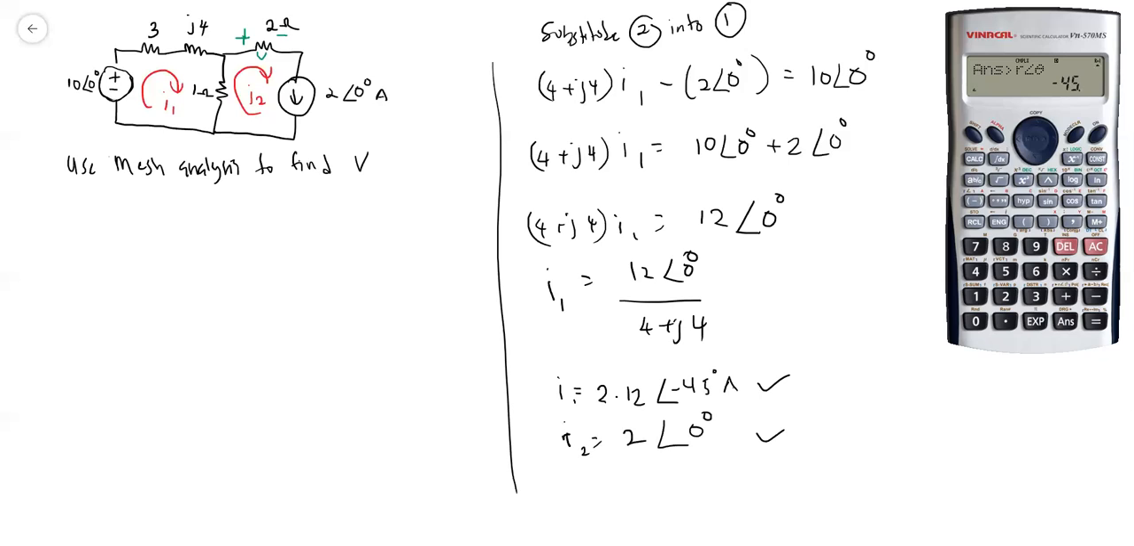So how to find V after you have obtained the mesh current? V equals IR. Right now the only current that flows inside these 2 ohm is I2, right? So I2 multiplied by 2 ohms. I2 is 2, multiplied by 2 ohms, so we have 4 volt. Sorry, 4 volt.